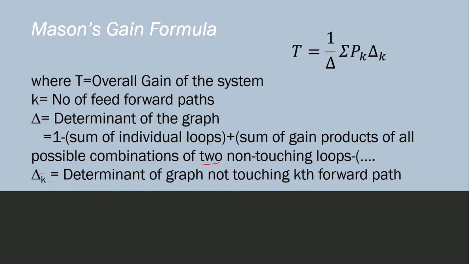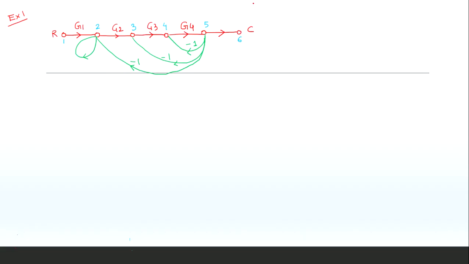That means if I have two feed-forward paths, the value of k is 2. When I take delta 1, the determinant delta 1 will consider only the closed loops which are not touching the first forward path. Similarly, when I am calculating delta 2, I will consider only those loops which do not touch the second forward path. In this way, we are able to get the determinant delta k from the graph. Okay, so let's have a look at this example.